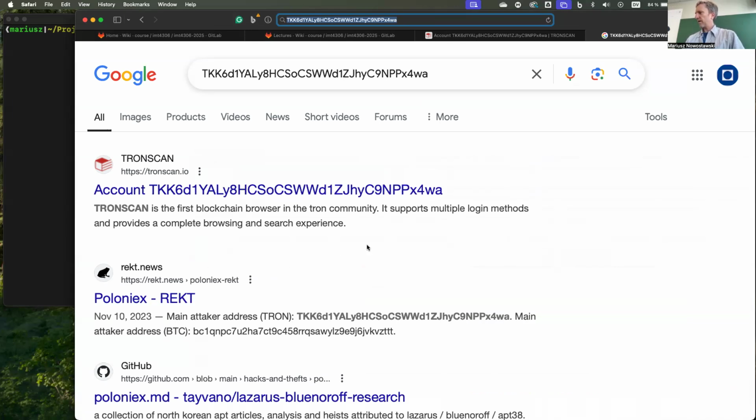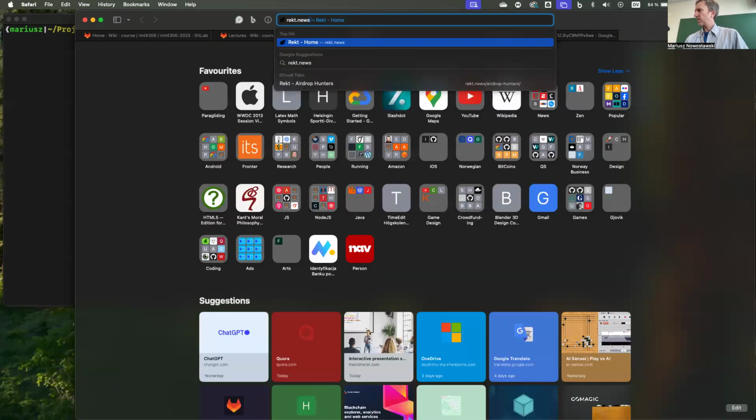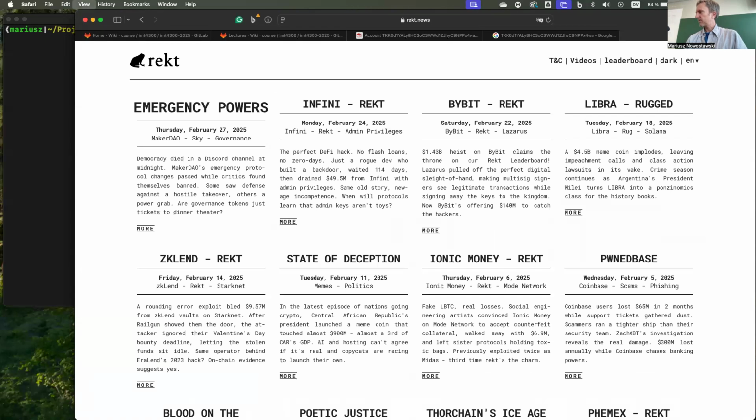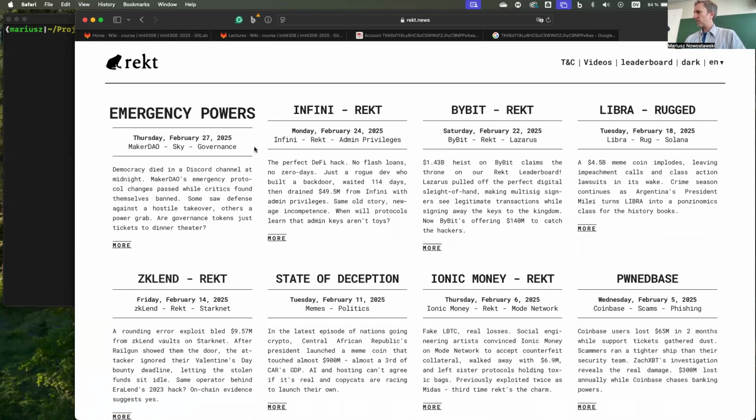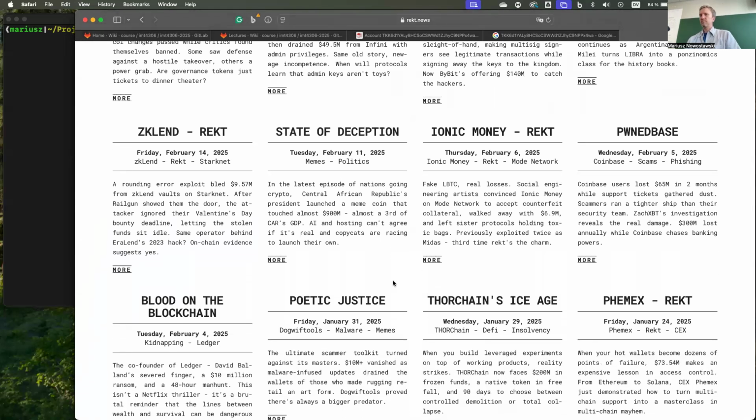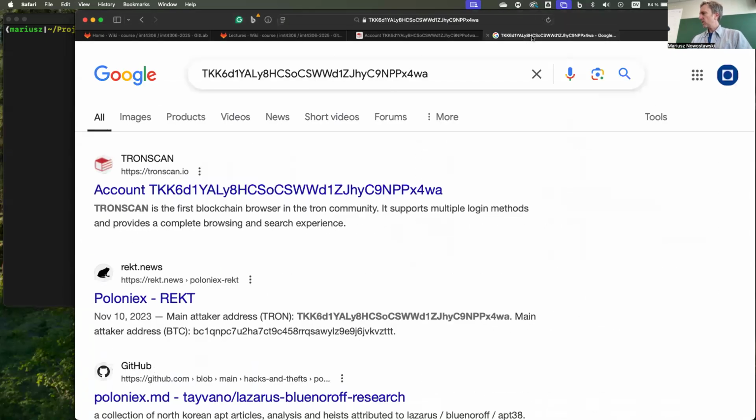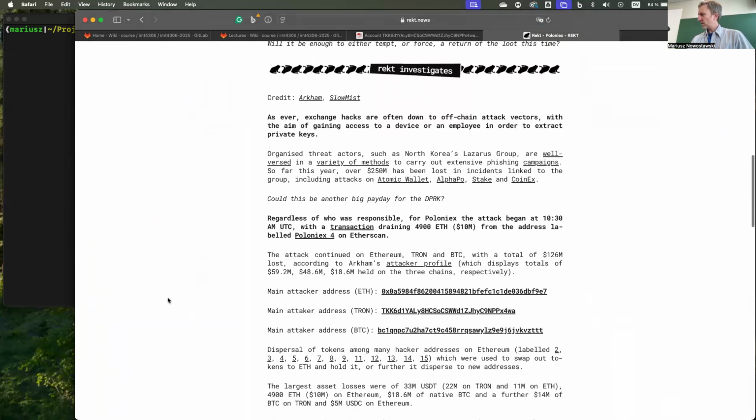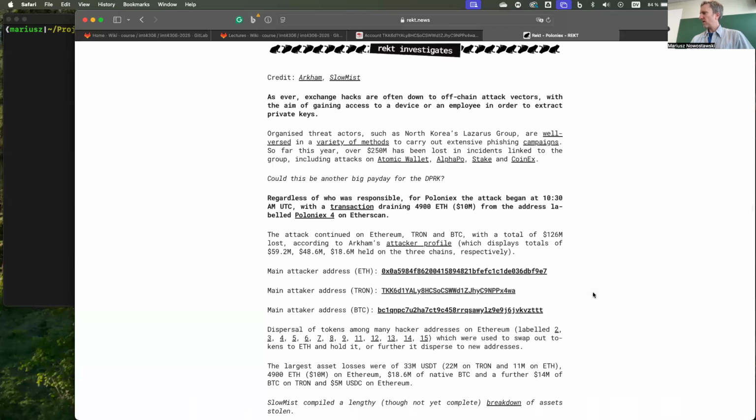We have Rekt News. Rekt News is a very fun site to observe if you're really into cryptocurrency and decentralized finance, because it kind of highlights all the hacks and all the problems that have happened. So here it says, okay, it's a Poloniex. Poloniex was hacked. And if you go to the news item, you will find that address. And this is the address which the attacker used to drain funds from the exchange, right?